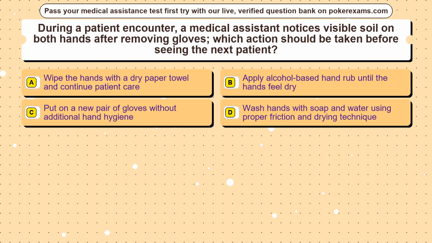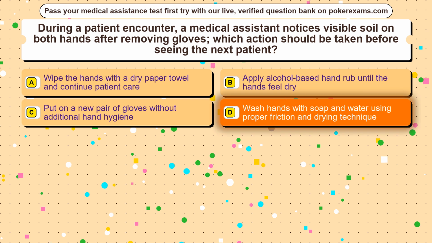Question 40. During a patient encounter, a medical assistant notices visible soil on both hands after removing gloves. Which action should be taken before seeing the next patient? Option A. Wipe the hands with a dry paper towel and continue patient care. Option B. Apply alcohol-based hand rub until the hands feel dry. Option C. Put on a new pair of gloves without additional hand hygiene. Option D. Wash hands with soap and water using proper friction and drying technique. The correct answer is option D.